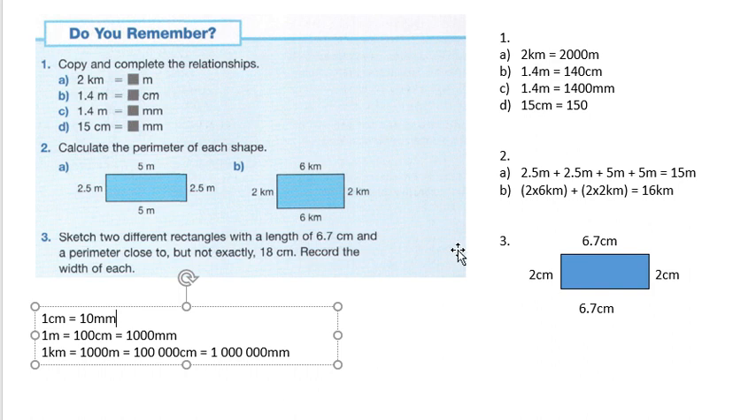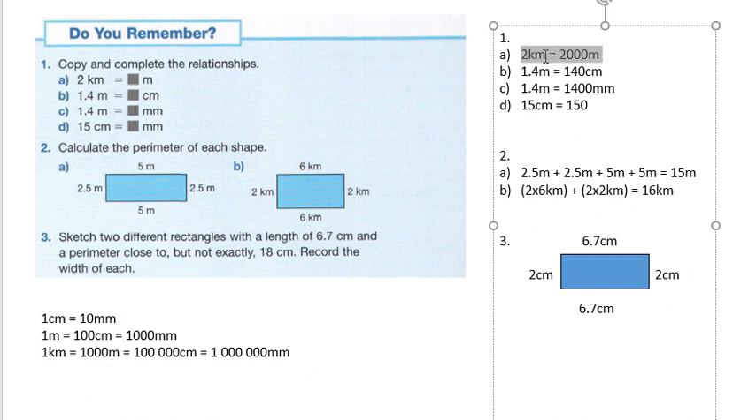Let's look at some practical examples here. So 1a, 2 kilometers is how many meters? We could use this one right here, this third line. If 1 kilometer is 1,000 meters, then 2 kilometers is like 1 kilometer plus 1 kilometer. In other words, 1,000 meters plus 1,000 meters. So 2 kilometers would be 2,000 meters right there.